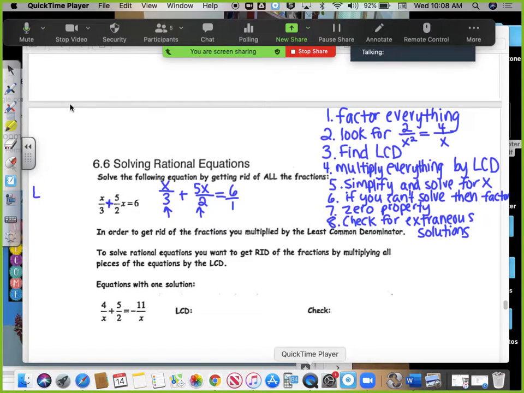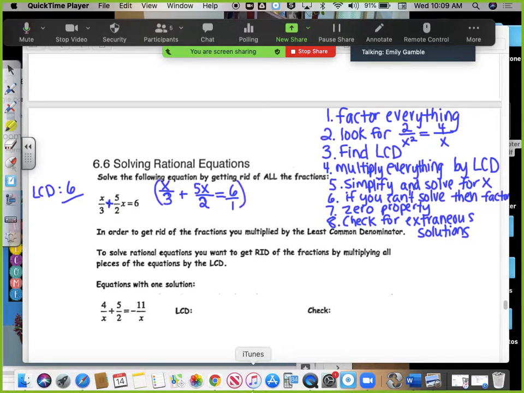So the least common multiple of 3 and 2 is 6, which means after I found the least common denominator, I moved on to step 4. I'm going to multiply everything in the numerators by the least common denominator. I only multiply the numerators because I want to make it 6 times bigger. So I'm basically multiplying everything by 6 over 1.